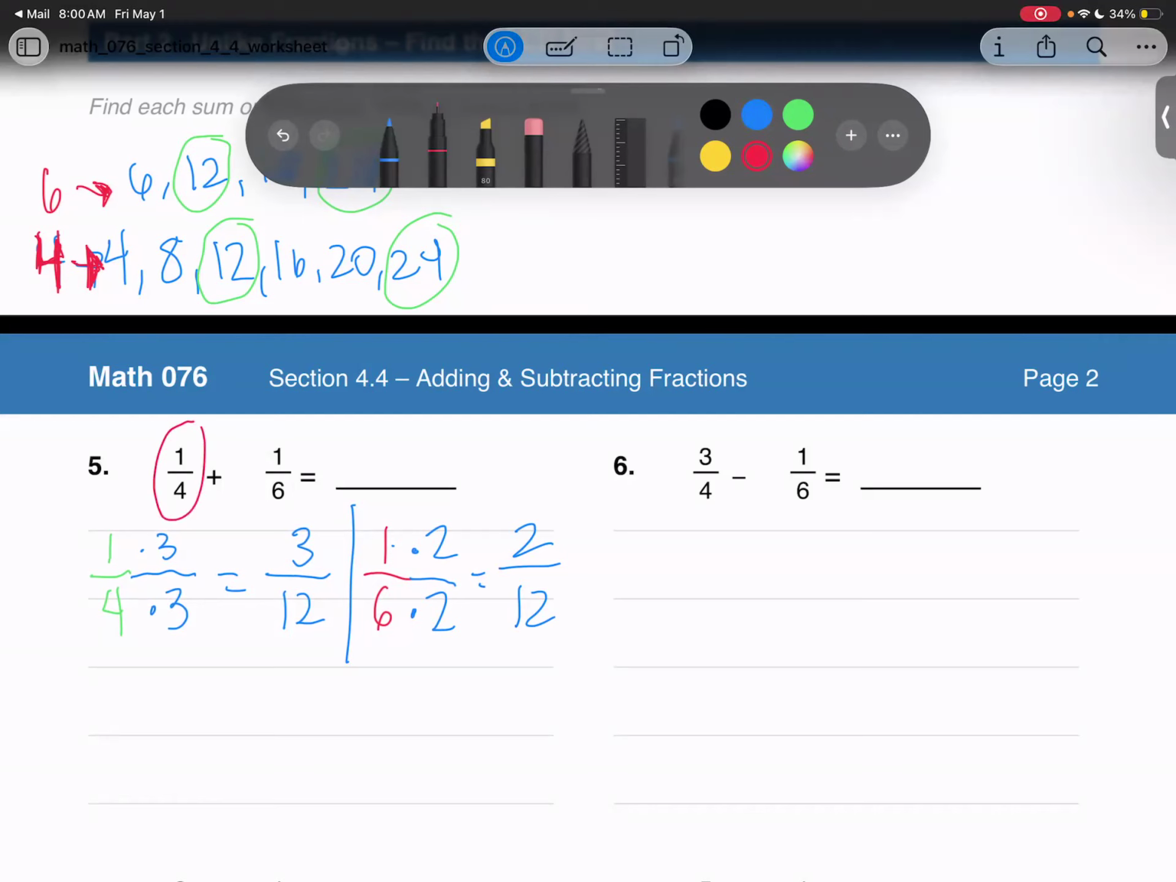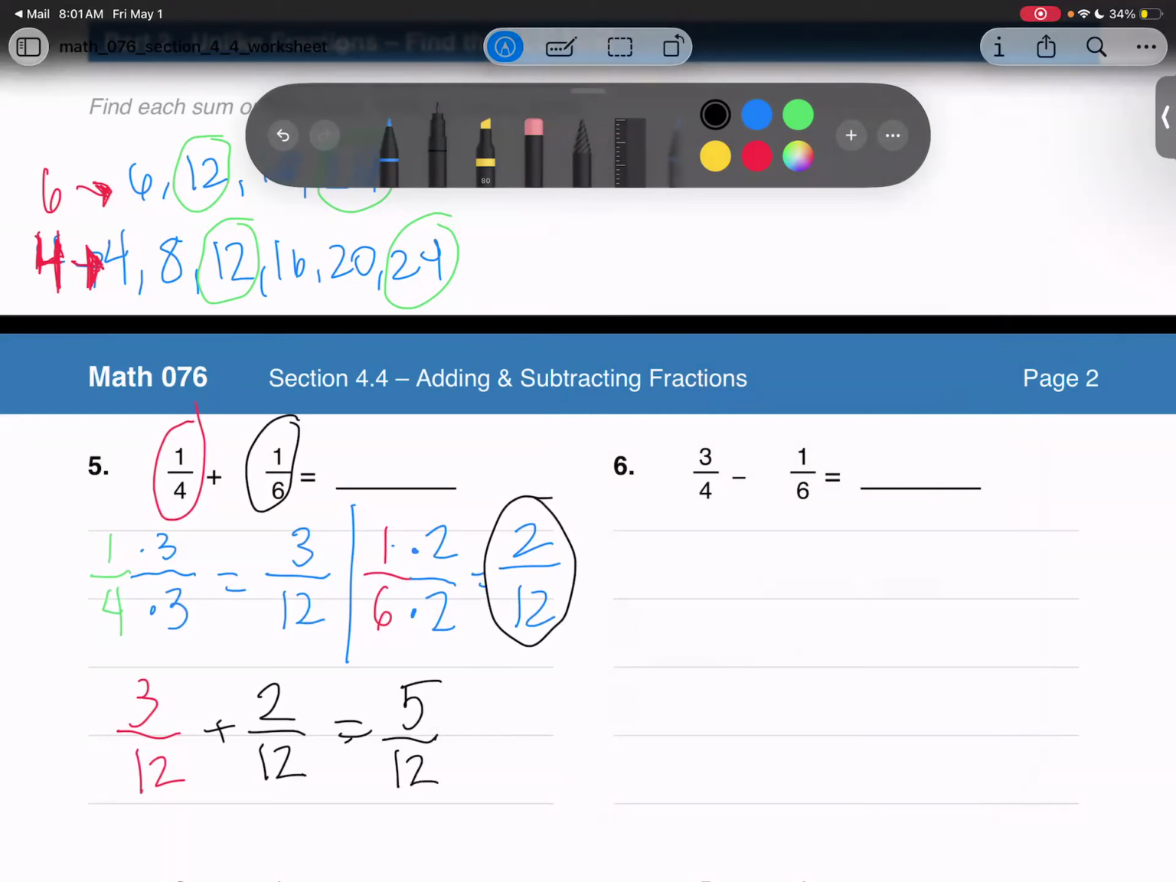Okay. Now I have my fractions, which I'm going to rewrite down below. I'm going to make that one red. So I have 3/12. And then I have 1/6, which was over here, plus 2/12. And I'm going to add those together. 3 plus 2 is 5. I keep my denominator 12. Then I ask myself, can I reduce these? 5/12. Can I reduce 5/12? I cannot. They do not have any common factors, so I am done right here.